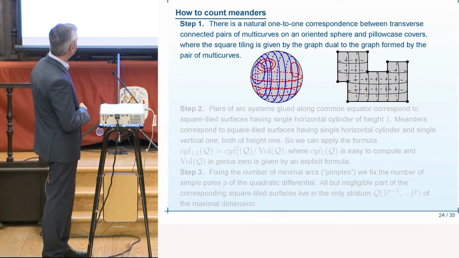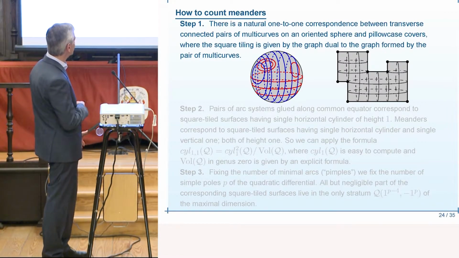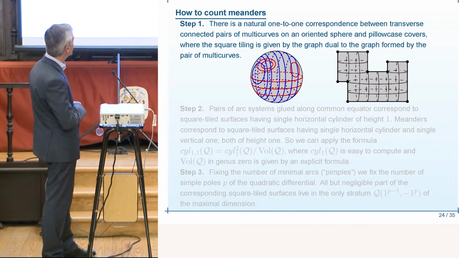So let us consider the dual graph to this picture. I'm claiming that we'll get a thing like this. It is easier to get in backwards direction, and then you will see how to go here and, well, to and fro. So let us consider square tile sphere.